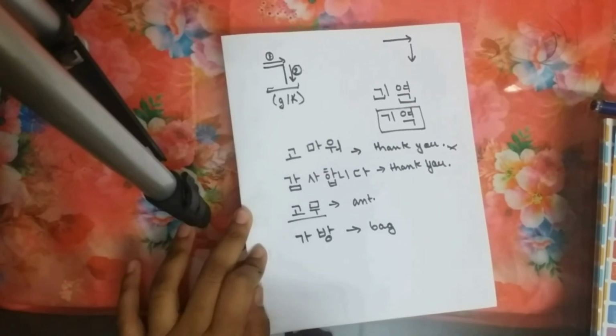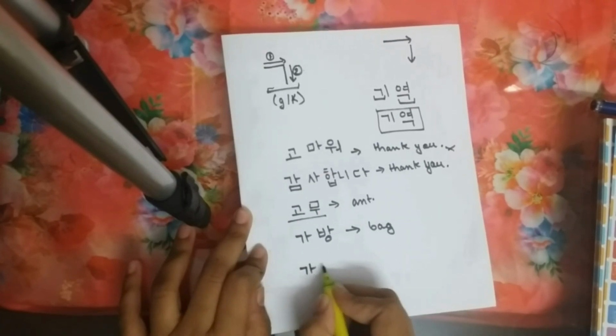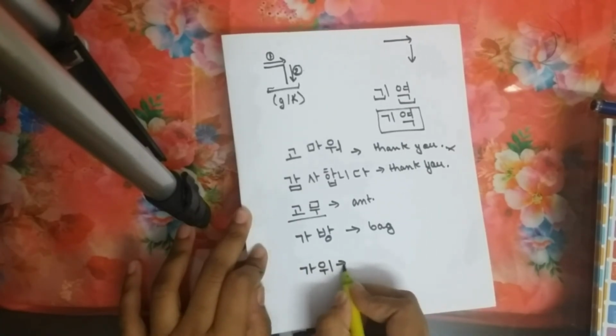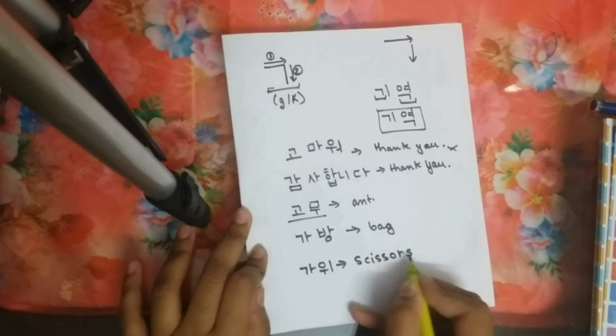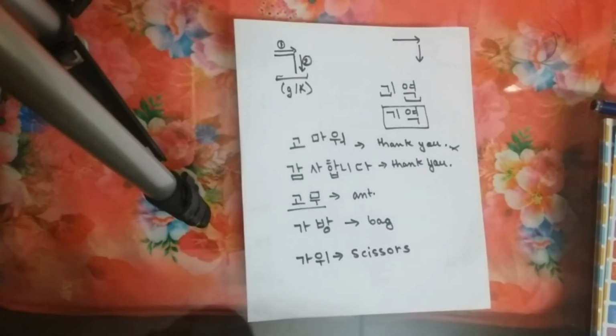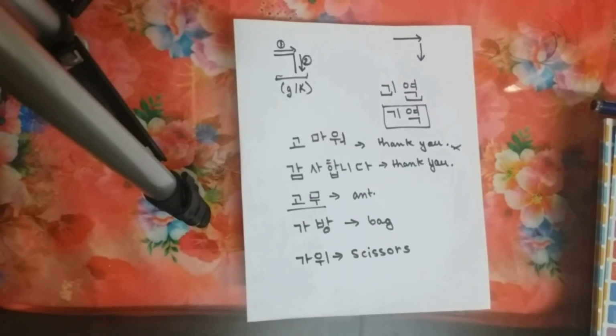And the last and final word is gawi. Gawi means scissors. As we play rock paper scissors, it's that scissors. Gawi bawi bo, gawi bawi bo.